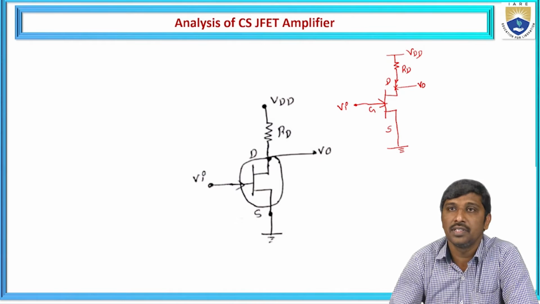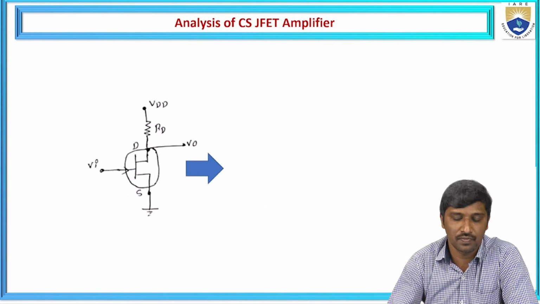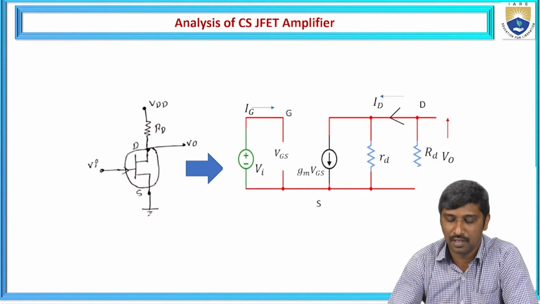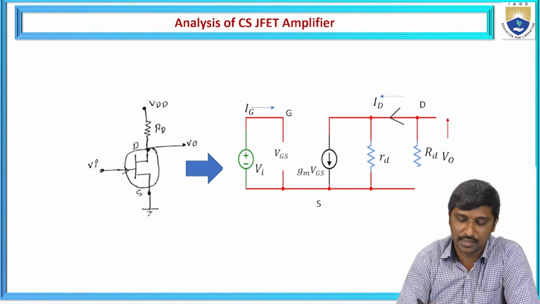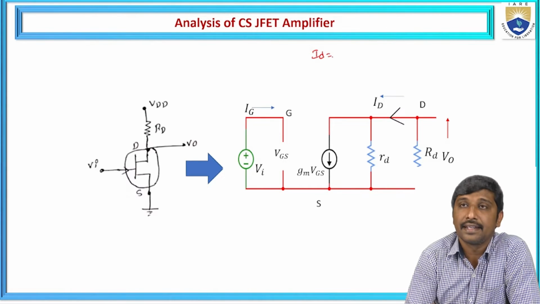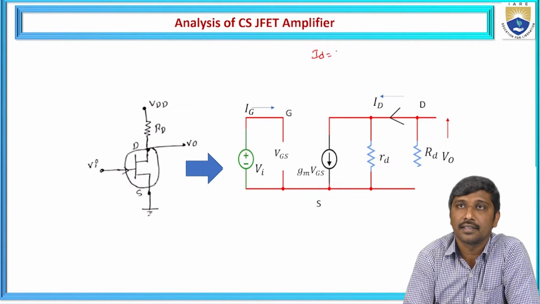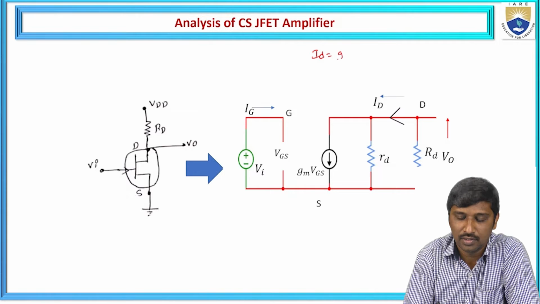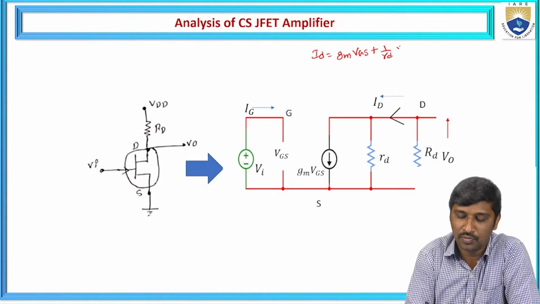Now by using this configuration, we are going to redraw it into a small signal model. If you recall the ID function, the drain current from the characteristics and the small signal model, ID is represented as gm times VGS plus 1 by rd into VDS.